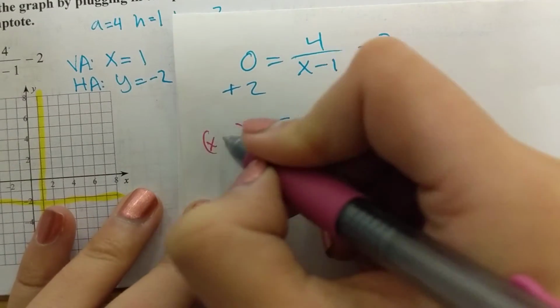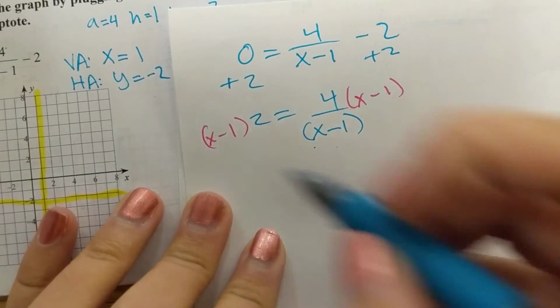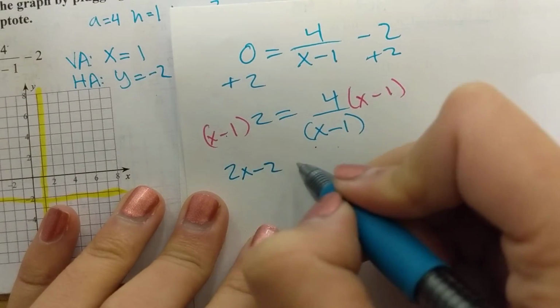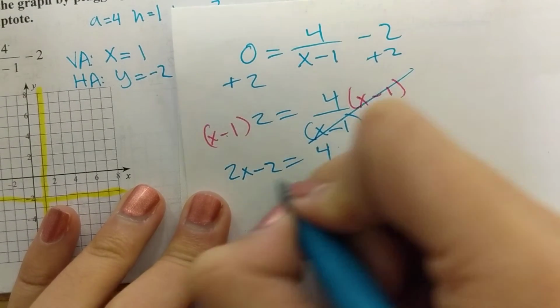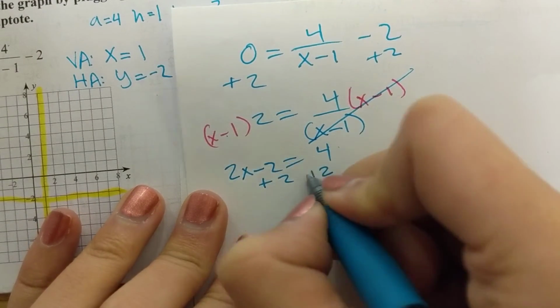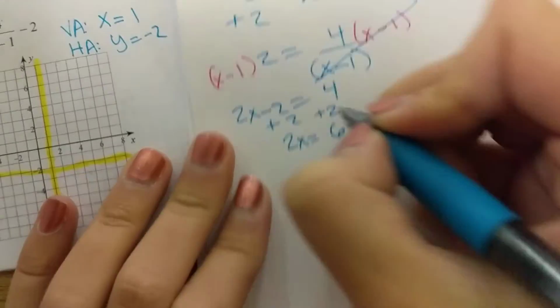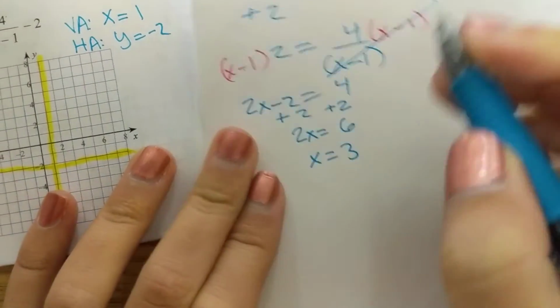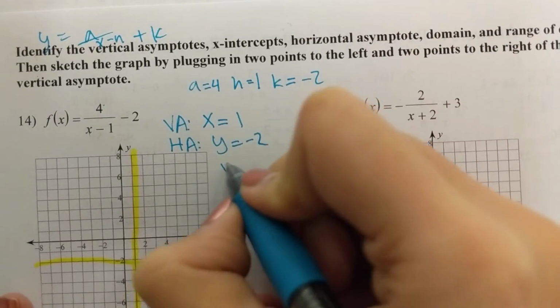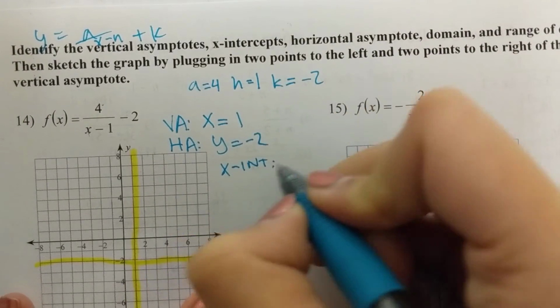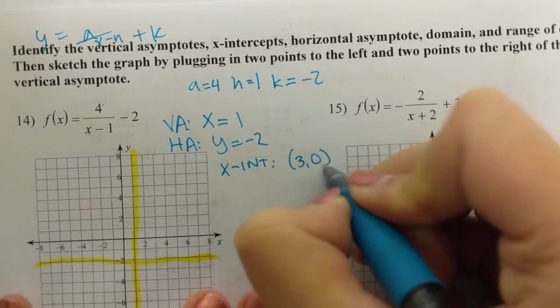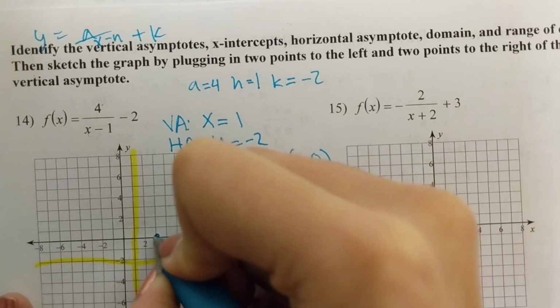Make sure you distribute this 2 in. 2x minus 2 is equal to 4 plus 2. 2x equals 6. X equals 3. So my x-intercept is 3. X-int 3, 0. Plot it.